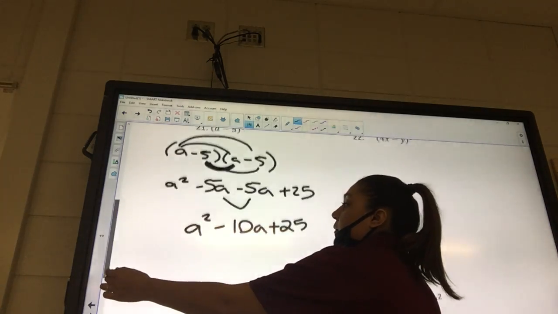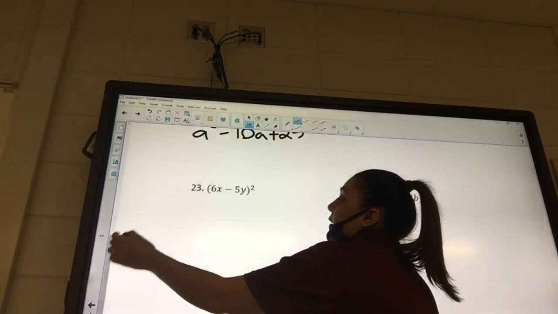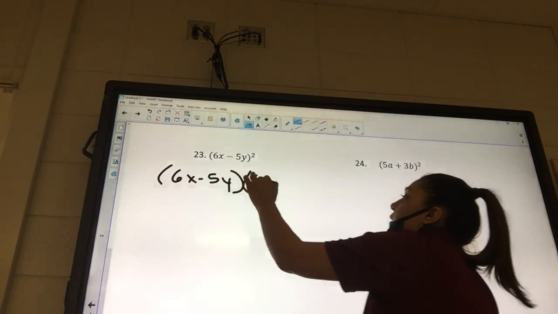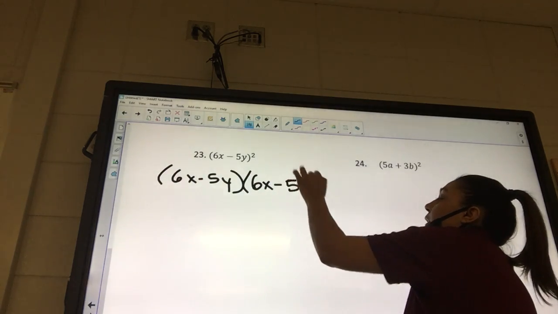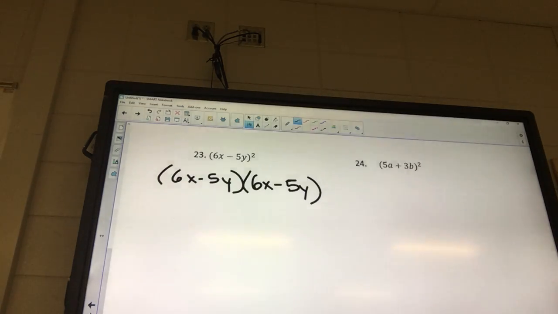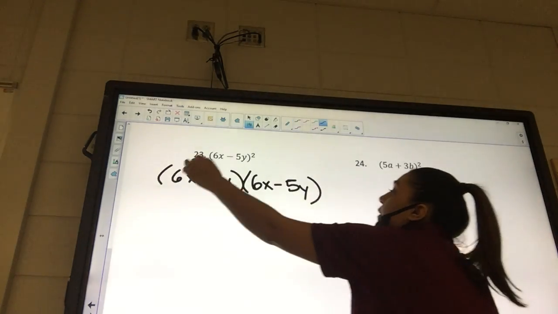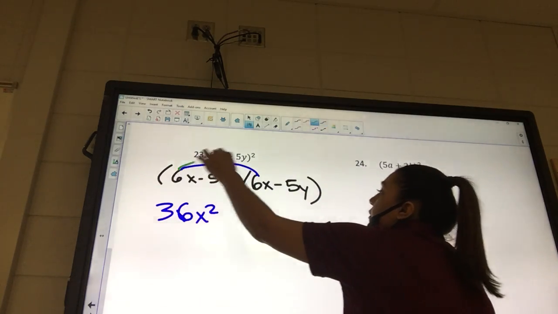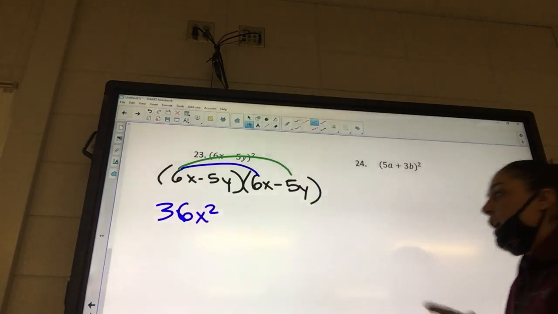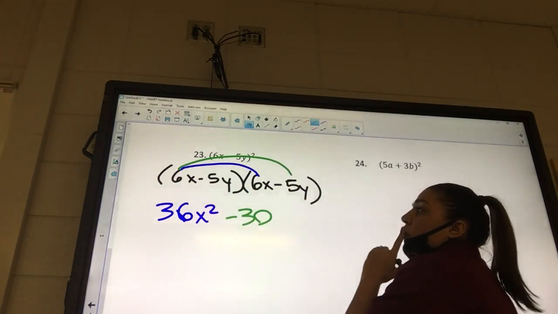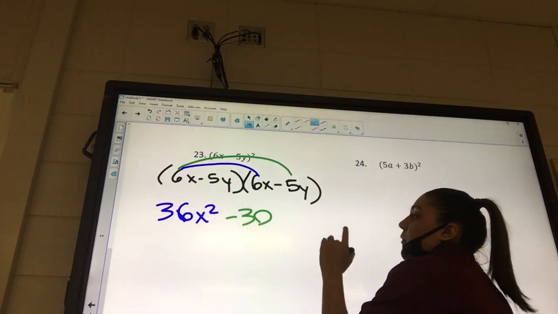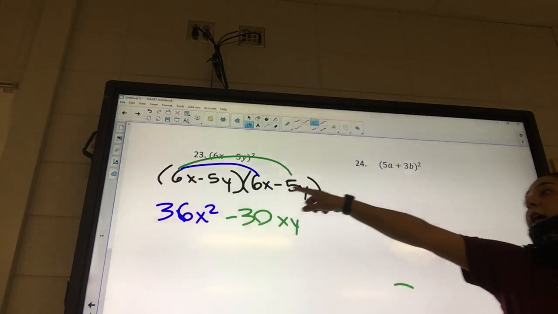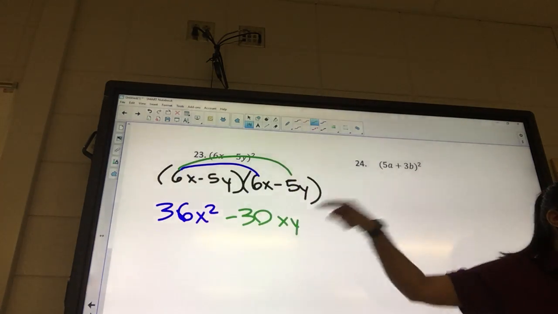Good? Okay, let's do this last one. So I got to write it twice, 6x minus 5y, 6x minus 5y. Multiply the first, 36x squared. The outer two, negative 30xy. From here all the way to here, I have an x and a y, so I put xy.